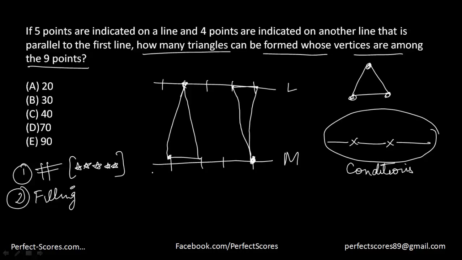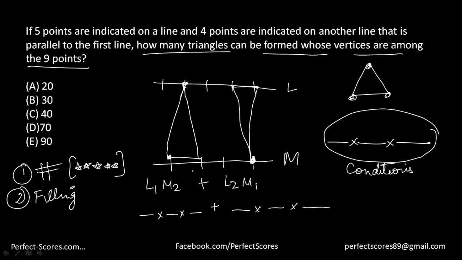So if I select 1 point from line L and 2 points from line M, or 2 points from line L and 1 point from line M, that will actually give me different numbers of triangles. Now in how many ways? I'm going to have 3 slots everywhere, right? Plus 3 slots here. So I've actually structured my question.